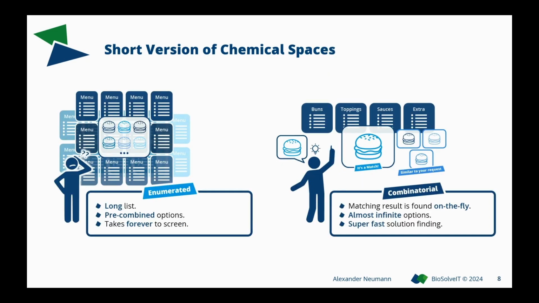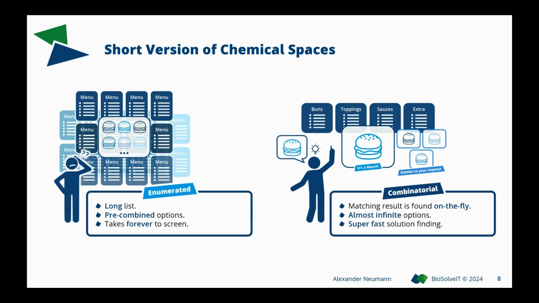To make things even more digestible for you, enumerated is an endless list, right? On the left side, if you think about a burger restaurant, an enumerated option would be having a very long menu. Every single possibility of a burger is listed. You have a cheeseburger with cheese, a cheeseburger without cheese, with bacon, with onion. Every combination of those ingredients is listed, right? These are predefined combinations that have to be set up. But given the long list, it will take you a long time to get through every single option to know what you want, right? On the right-hand side, we have the combinatorial setup.